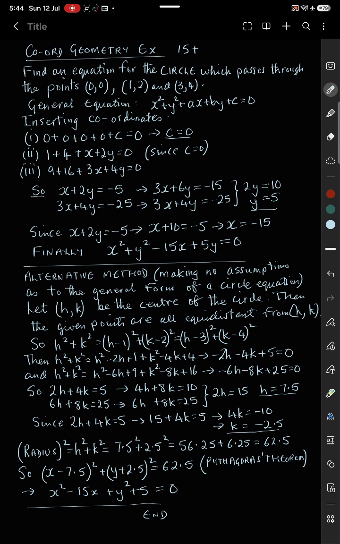When you square it out, 62.5 disappears, leaving us with x squared minus 15x plus y squared plus 5y equals 0 as before. Okay, thanks very much for listening.